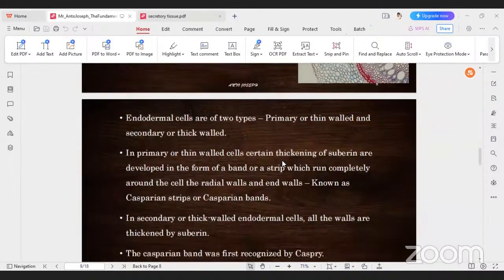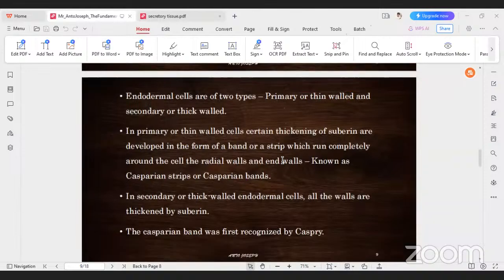So this is about endodermis. It is of two types: primary thin-walled and secondary thick-walled. In the primary thin-walled cells, certain chemical thickenings of suberin are developed in the form of a band or strip, which goes completely around the cell's radial walls, and it is called the Casparian band. In the secondary thick-walled endodermis, the cell walls are thickened by suberin.